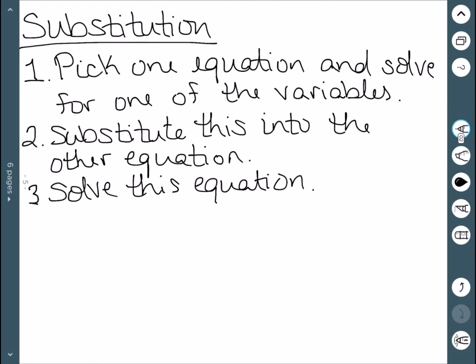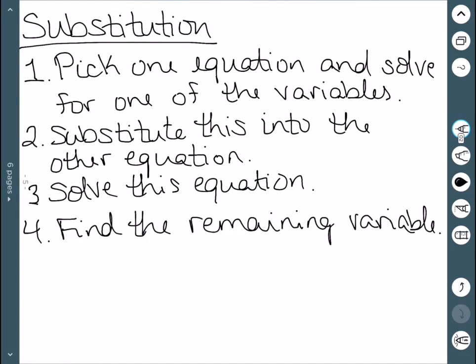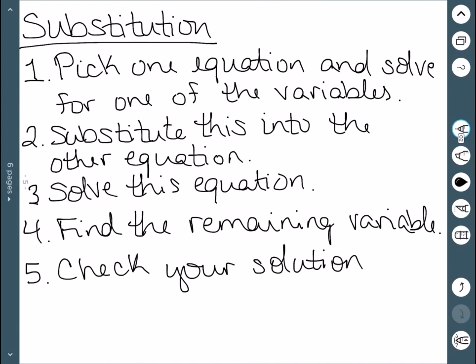Our third step, we want to actually solve this equation that we now have. The fourth step is then to find the remaining variable that we haven't been able to solve for yet. And then finally, we should check the solution. So now we'll do a couple of examples demonstrating this process.